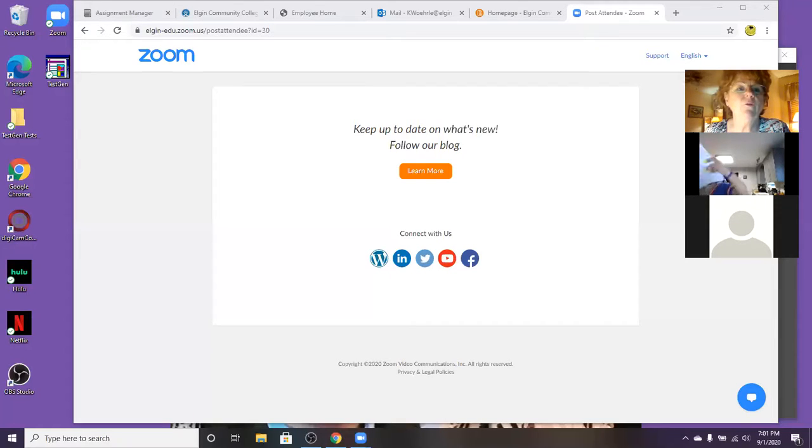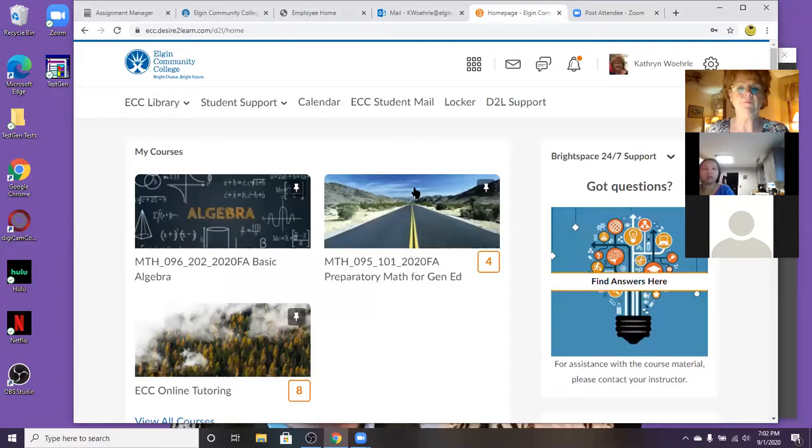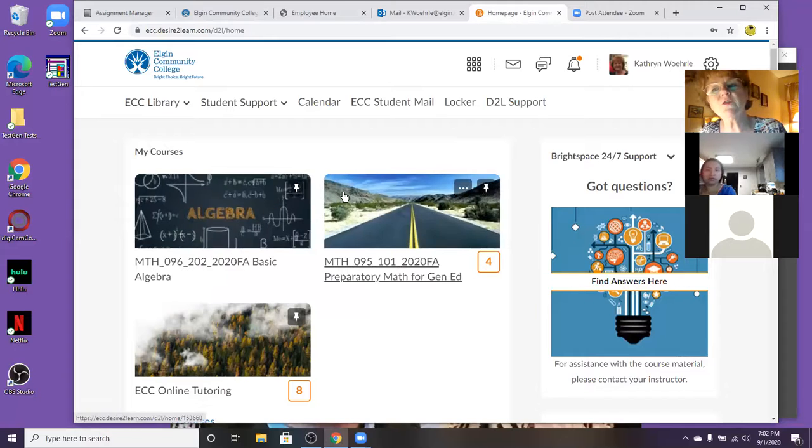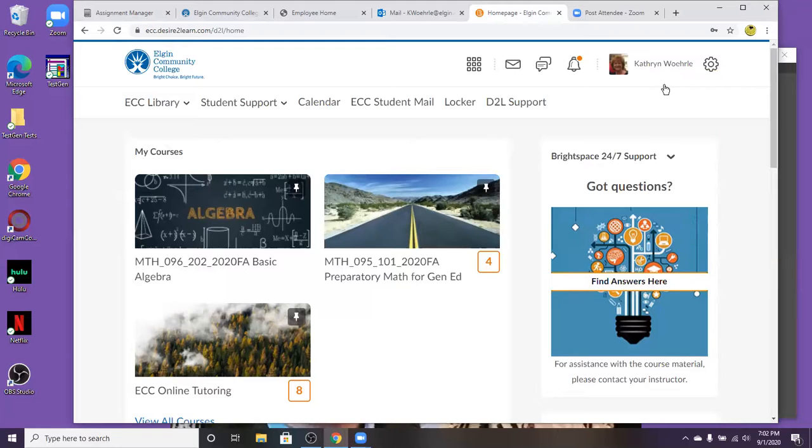I wish I knew if there was a way to move this bar. This bar always goes right above my tabs. All right, are you seeing my D2L screen? Yes. Okay, good. I'm going to close all that up. So here we are.